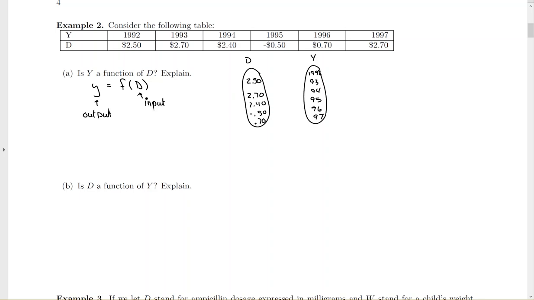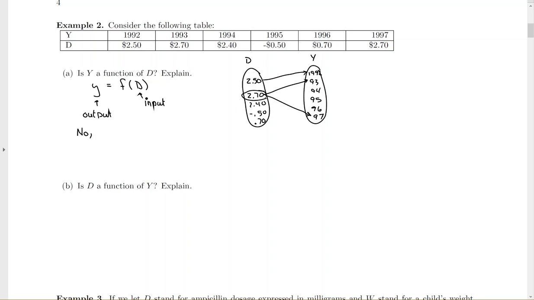All right, so watch what happens. We kind of can tell what's going to happen here. At 250, that maps into 1992. 270 maps into 1993, but 270 also mapped into 1997. And here's where I can stop. I see one input mapping into two different outputs. So is y a function of d? The answer is no.